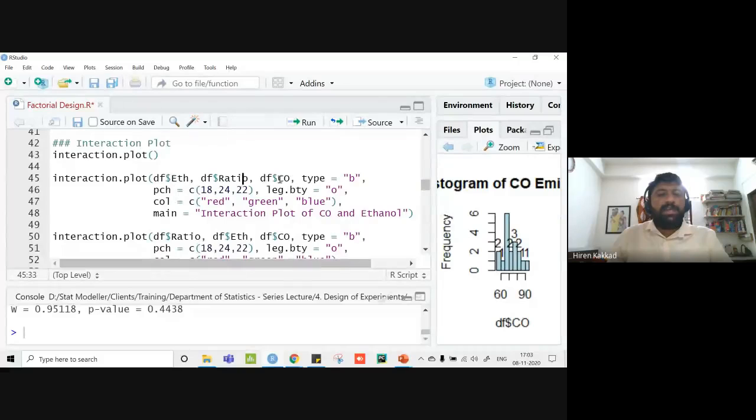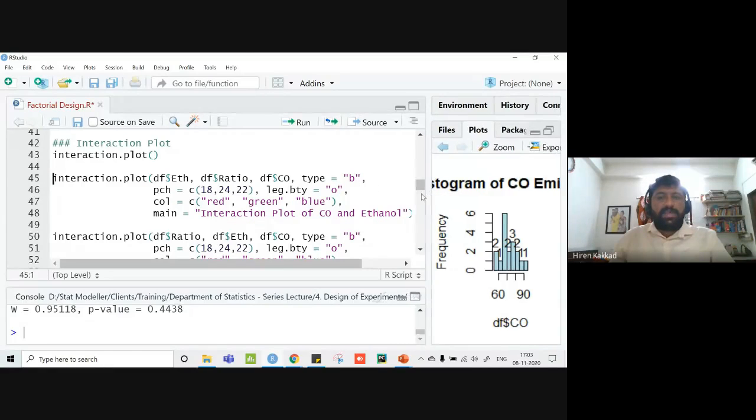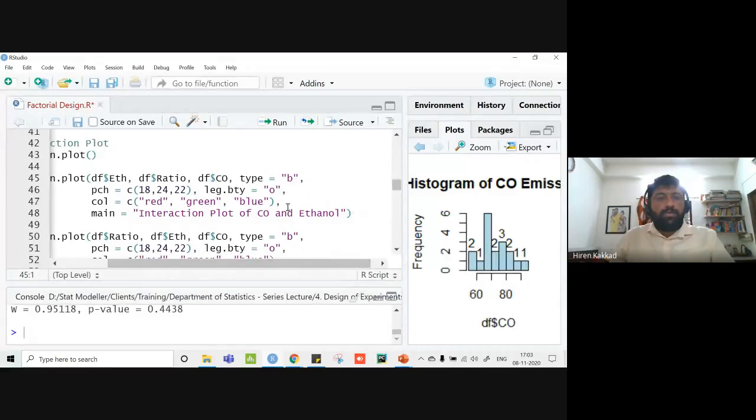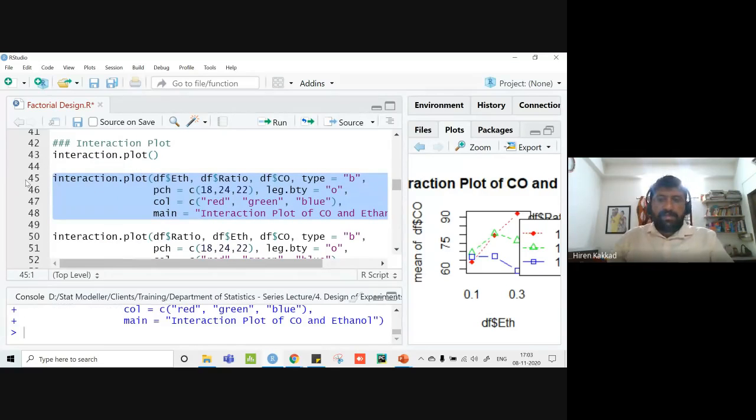So here I have given these 3 arguments, and then type b, and then pch. That is what I wanted, those point characters. That is why I use the numbers 18, 24, and 22. And then legend, this b type, that we are mentioning as o, so that is the point we are getting. And then for color, I'm using red, green, and blue, and then I'm giving the title to it. So let me run this.